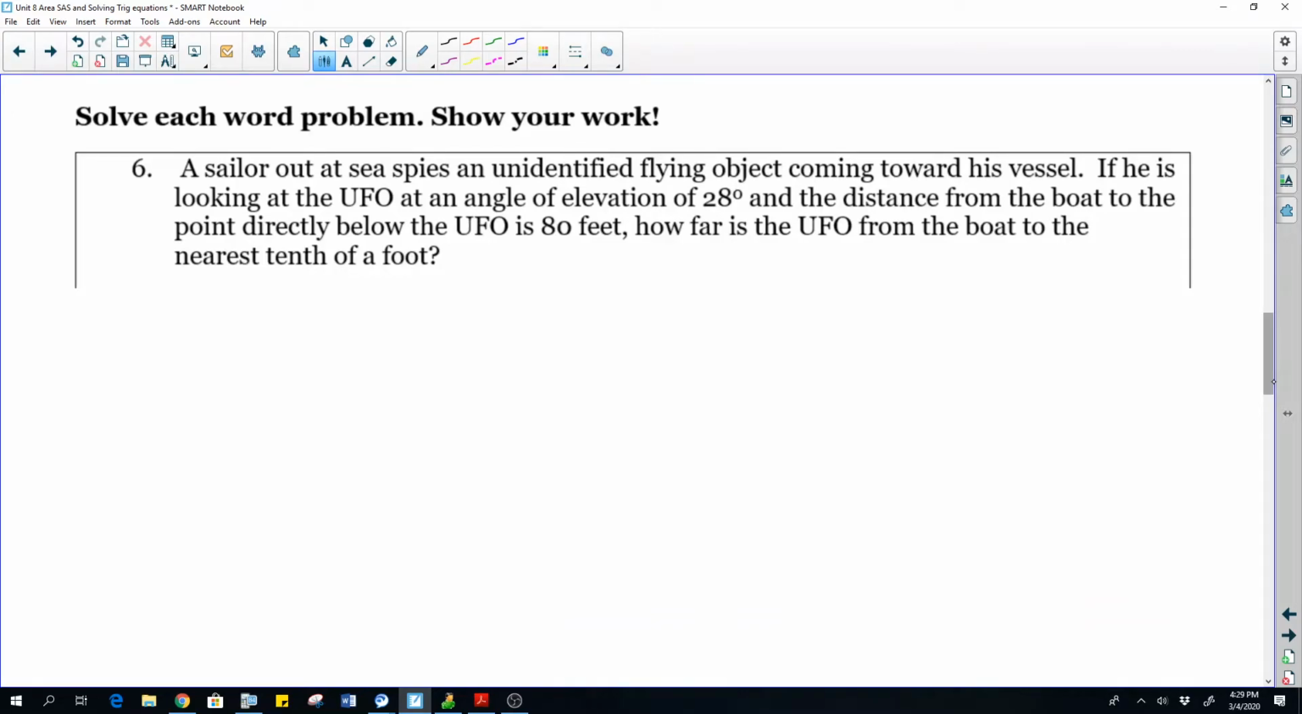So a sailor out at sea spies an unidentified flying object coming towards his vessel. So here's our sailor. A pirate's life for me. Hey! So we got our sailor going on there. Whoa! Oh, it's an alien coming towards his vessel. Here he is. If he is looking at the UFO at an angle of elevation of 28 degrees and the distance from the boat to the point directly below the UFO is 80.